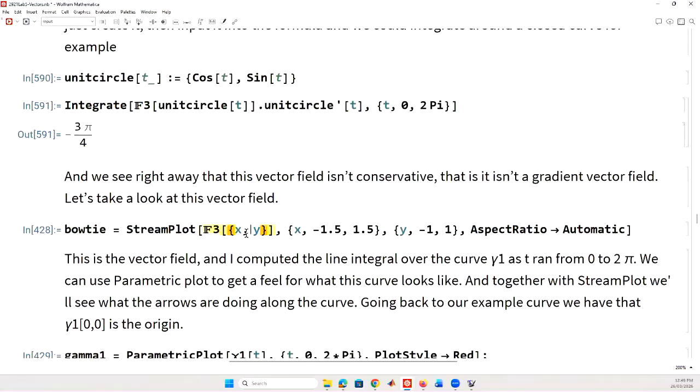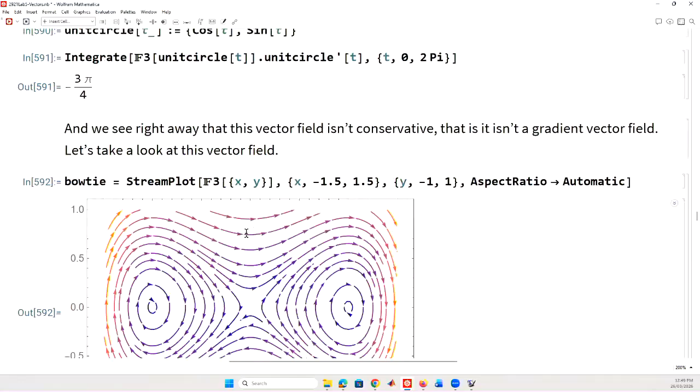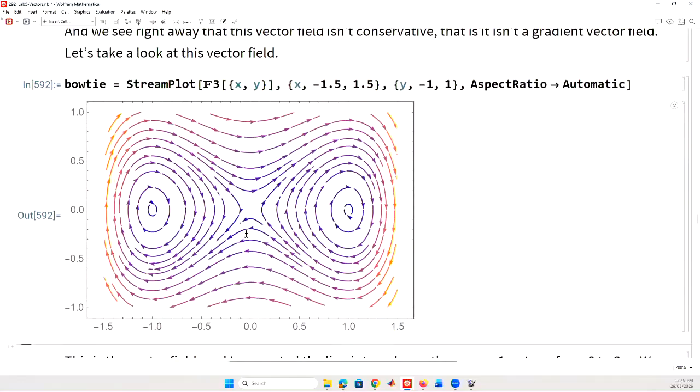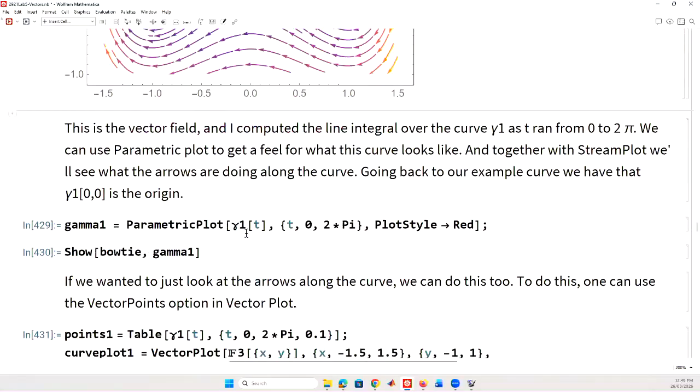Let's actually look at it. Because we integrated over a unit circle, this circle here, and we got a number that's not 0, we know our field isn't conservative. There's no f. It's not a conservative field because we integrated around a closed curve and the answer we got was not 0. If we kept integrating, we would keep getting more and more lots of minus 3 pi over 4. Fields that aren't conservative are difficult.